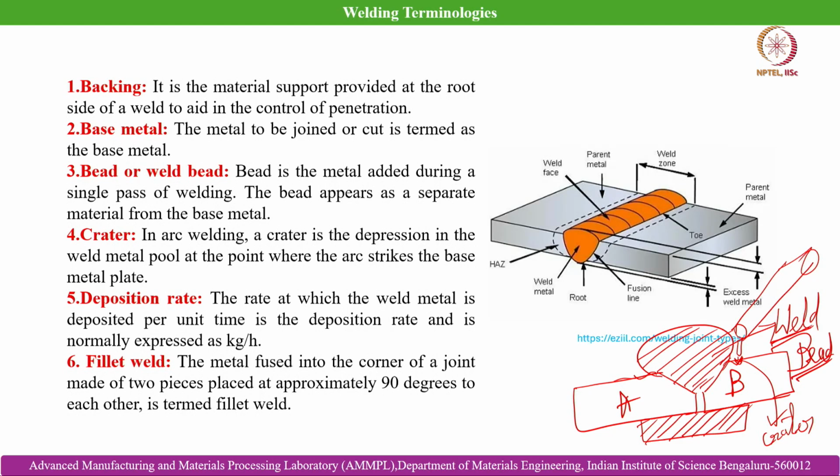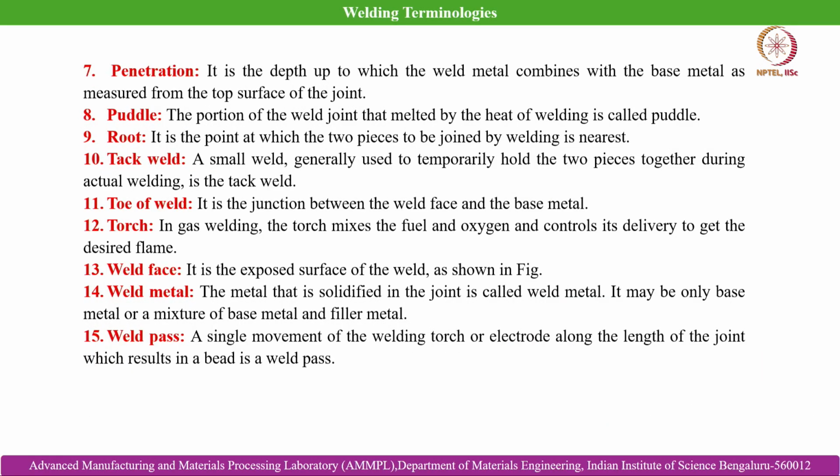And then fillet weld, the metal fused into the corner of a joint made of two pieces. A typical example of a fillet weld is two plates, A and B, placed perpendicular to each other, and a joint is made. So, this is a typical example of a fillet weld. The metal is fused in the corner of a joint made of two pieces placed at approximately 90 degrees to each other, so the included angle theta here is 90 degrees. Okay. So, with this we will move on to penetration.